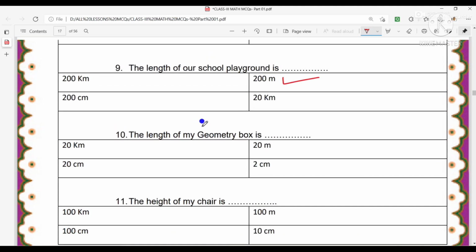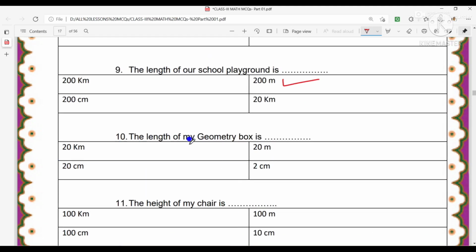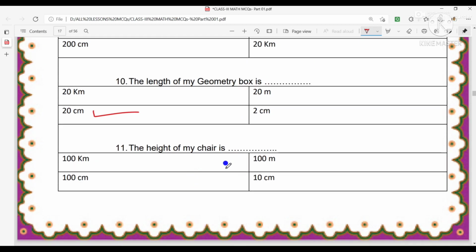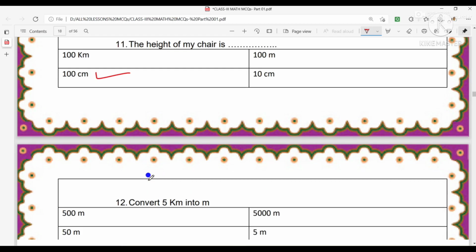Right. The length of my geometry box. Geometry box length can be 20 centimeter. The height of my chair. Height of my chair can be 100 centimeter. Not more than 100 centimeter, not less than 100 centimeter. That means 10 centimeter can't be. So the height of my chair must be 100 centimeter.